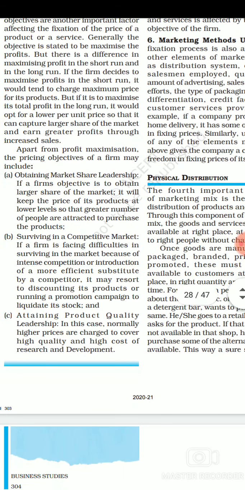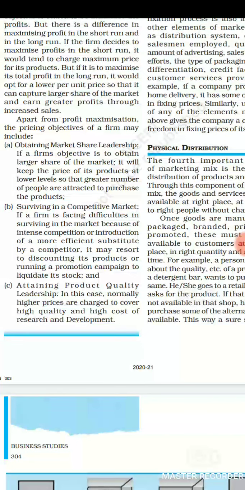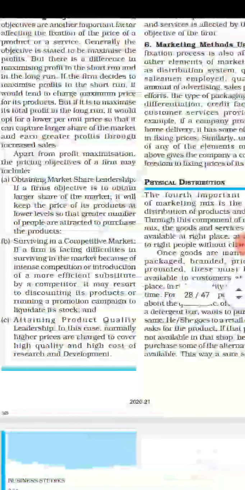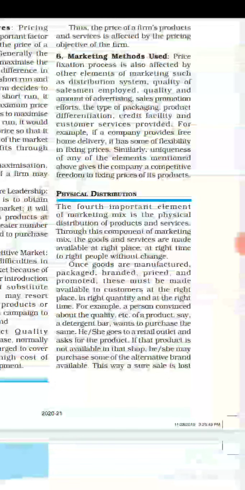If a firm wants to maximize its profit over a longer term, so they will not charge so high prices, because they will have more time and they can earn greater profit through the increase in sales also, right? Now this is all about the different factors, and there is one more factor we will be talking about, that is the marketing method used.